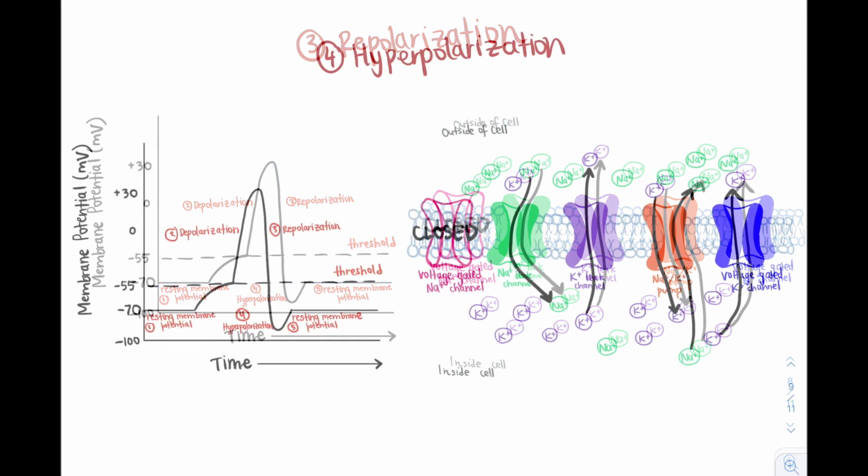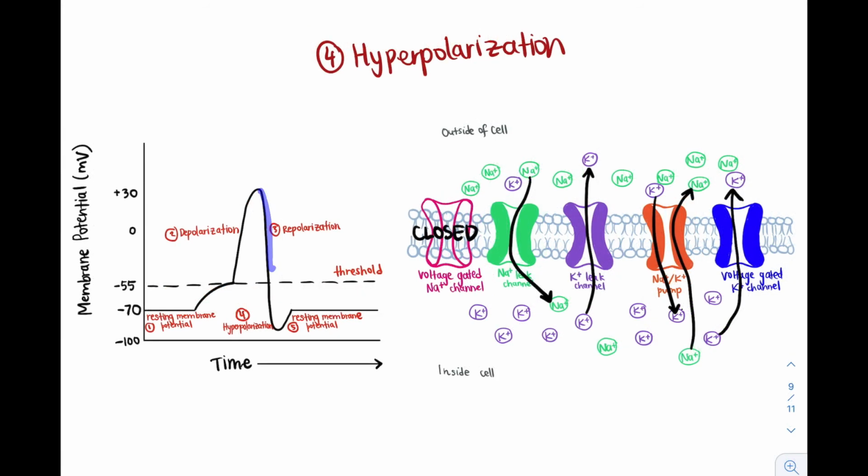Now, after repolarization, we reach hyperpolarization. And here we let too much potassium out of the voltage-gated K+ channels. So the inside of the cell became too negative because we let too much positive charge out. And these voltage-gated K+ channels will close. So this stage is called hyperpolarization because we are more negative than resting membrane potential. Remember, resting membrane potential is -70 millivolts, but we are below that.